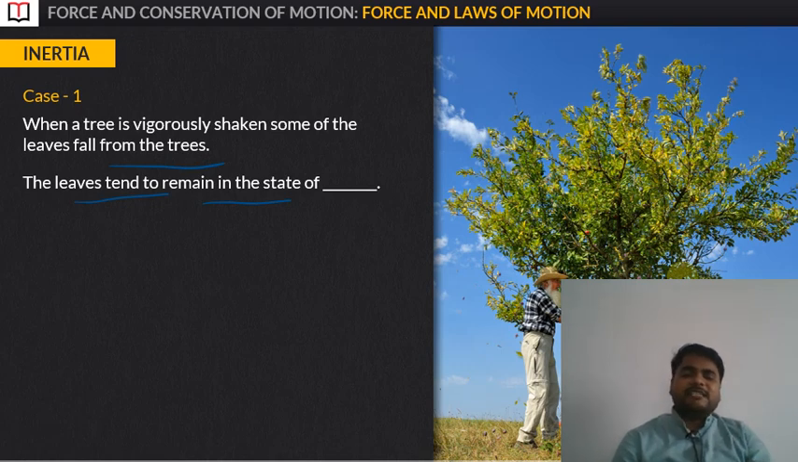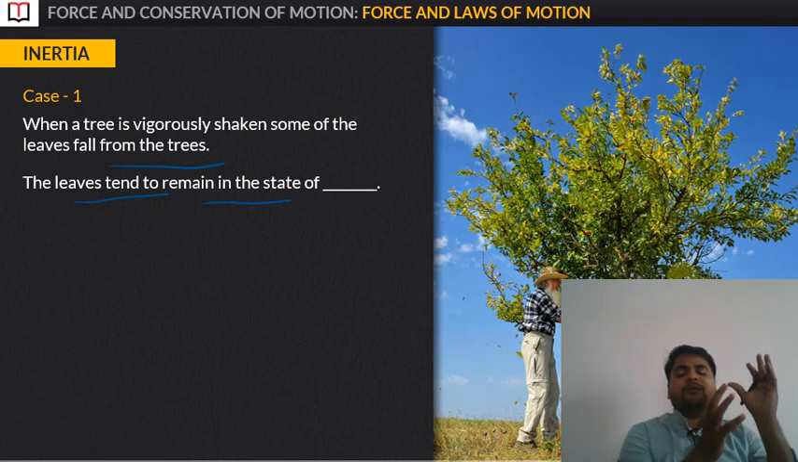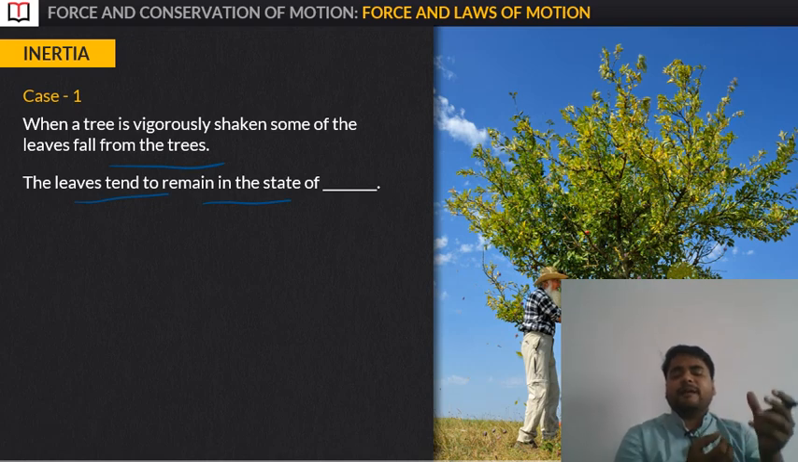So why is this happening? Because leaves have a tendency to stay in their state; initially the leaves of the tree were at rest. So when we shook the tree suddenly, what happened? The leaves were at rest, but the tree got in motion. That's why the leaves had the tendency to stay at rest.